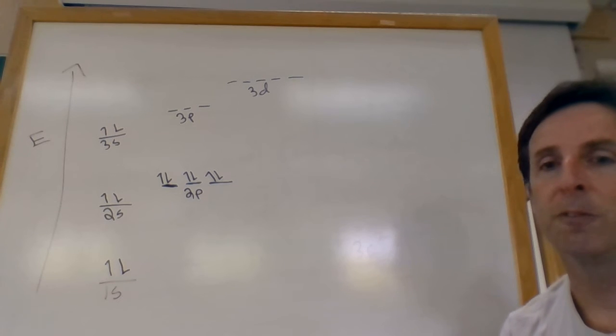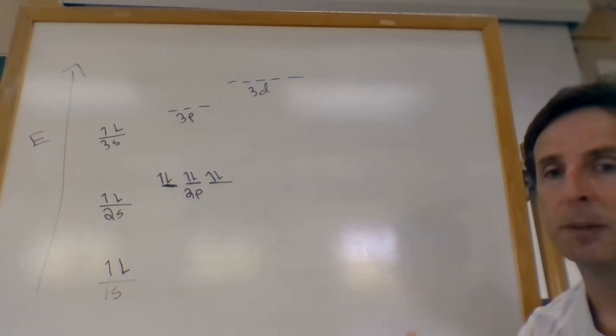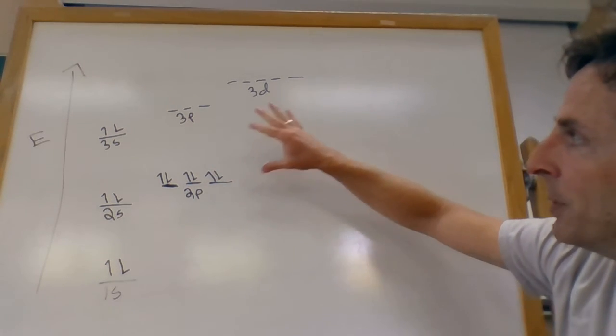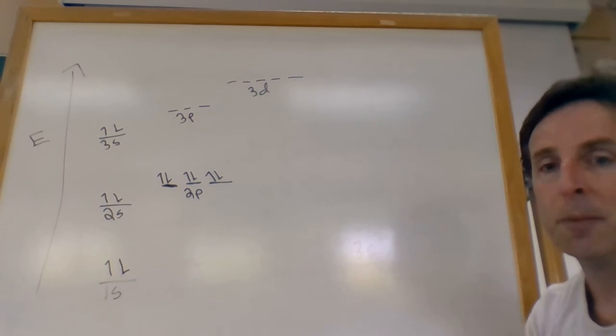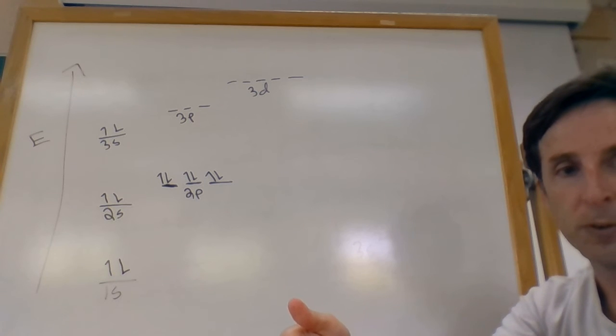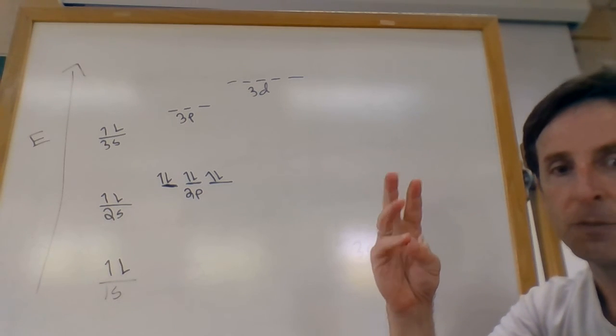Okay, now when we get to the 4th shell, it will generally be set higher than the 3rd shell. It's further out from the nucleus. I'm going to introduce another type of orbital. So I'm going to have 4s, 4p, 4d, and 4f.